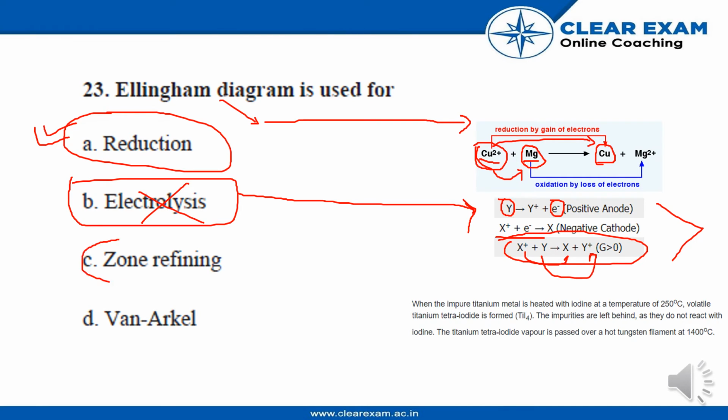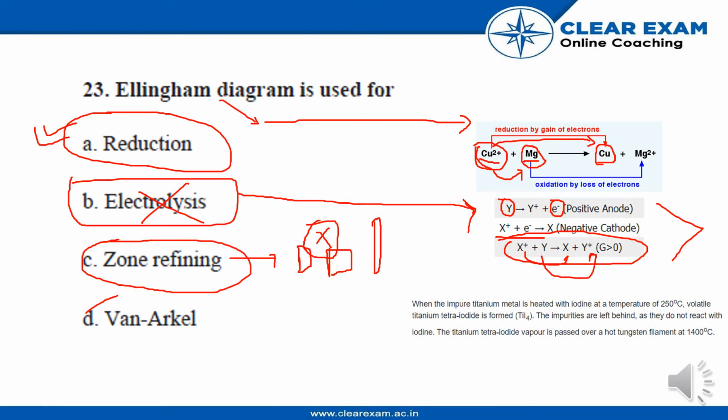Zone refining uses filters to refine a particular substance. For example, if we have two substances in pipettes and need to refine them, we can use filters and the general approach of refining methods. No copper is being reduced there, so this is also not our approach.